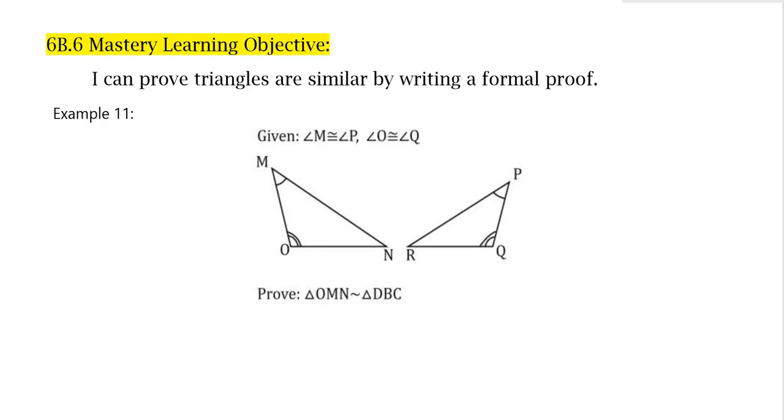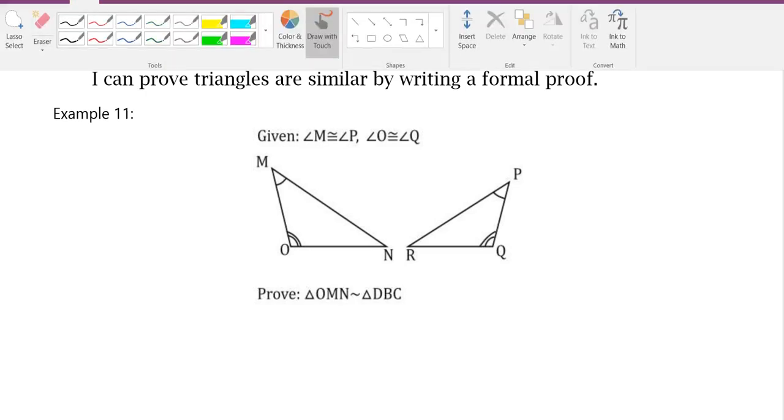Alright, today we are looking at 6b.6, which is I can prove triangles are similar by writing a formal proof. Okay, so with what a proof is, it's basically doing the same work we've done. We're showing these triangles are similar. We just formalize it by saying this happens because of this.